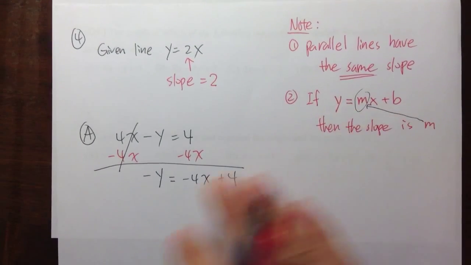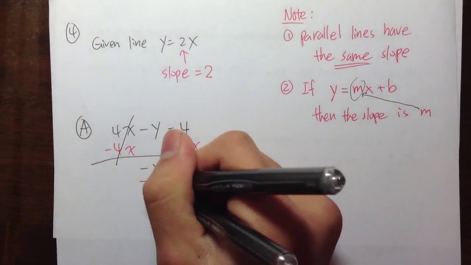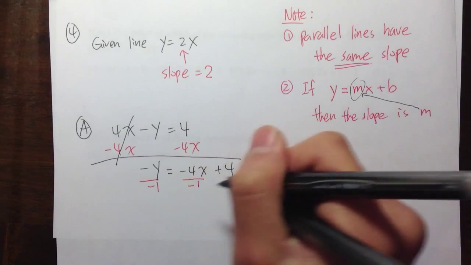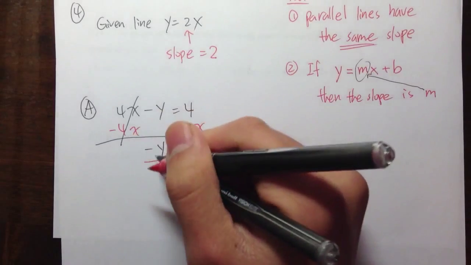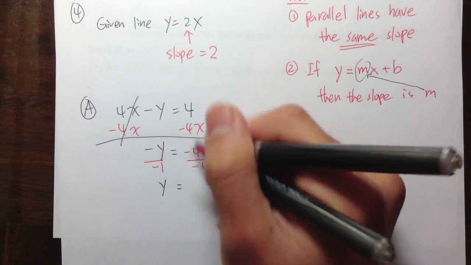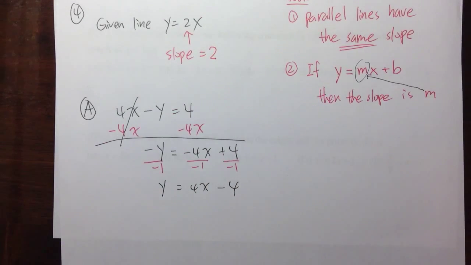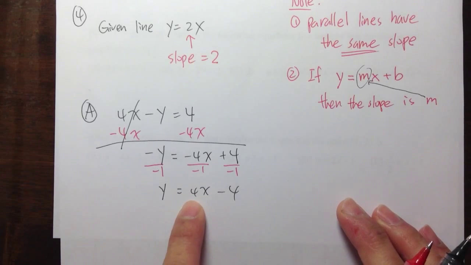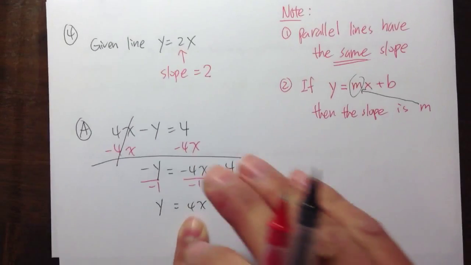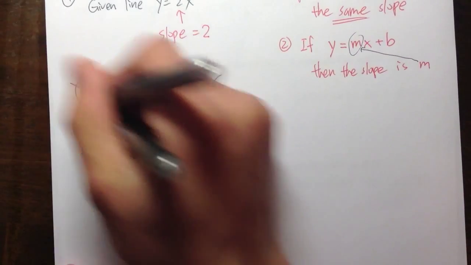I need to take one more step to isolate the y. I have a negative y, and I don't want a negative, so I can divide both sides by negative 1, everything over negative 1. I get y equals positive 4x minus 4. Once you do this calculation, the y is isolated and the number in front of the x is the slope. We have 4, but we are looking for 2. So choice A is not the answer.